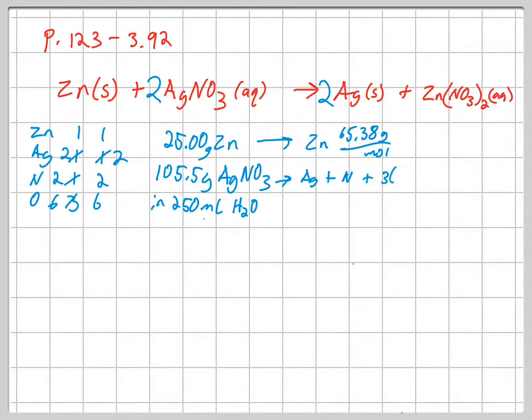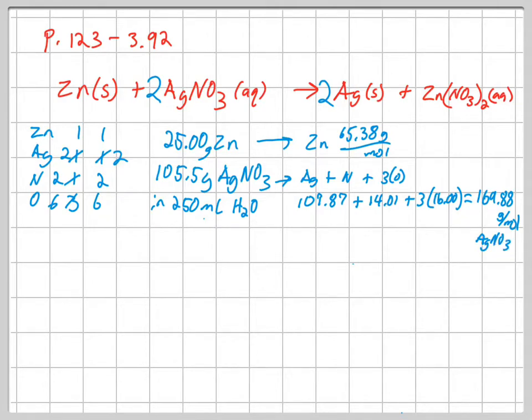And then silver nitrate, it's a little more complicated because we've got silver plus nitrogen plus 3 times the oxygen. So we'll look up silver, and silver is 107.87. And we'll add that to the nitrogen, which is 14.01. And we'll add that to 3 oxygens, and oxygen is 16.00. We'll add that up. So when we add that up, we will wind up with 169.88, and that is grams per mole of the silver nitrate.